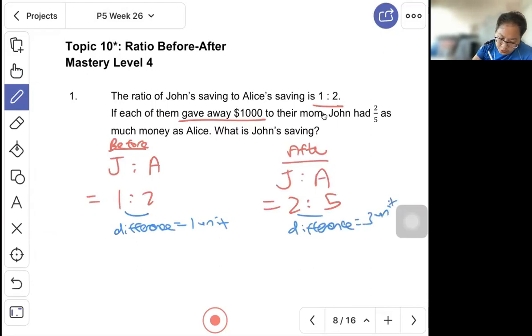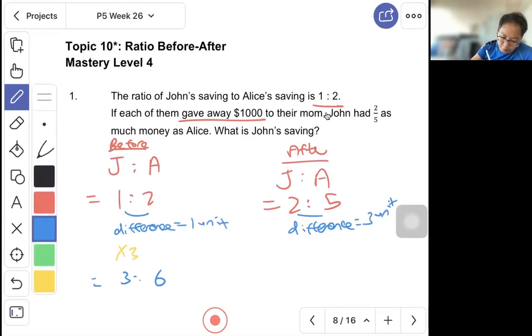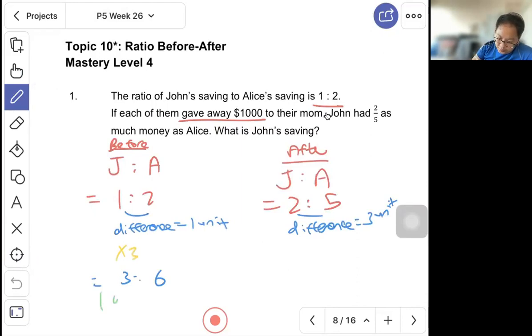So 1 and 3, what you need to do is you take this times 3. So you got the ratio of 3 to 6. Now you compare from 3 to 2, 6 to 5 is the 1 unit. That is $1,000. So what is John's savings? So John's savings is 3 units. So that is 3,000. Answer is 3,000.